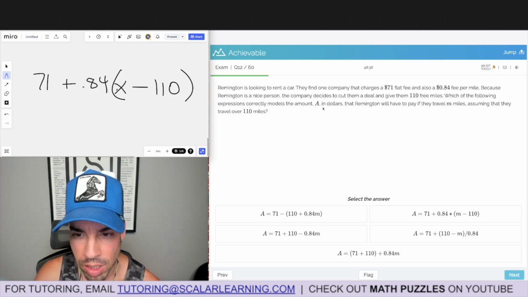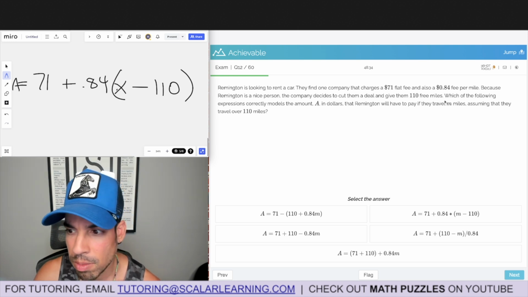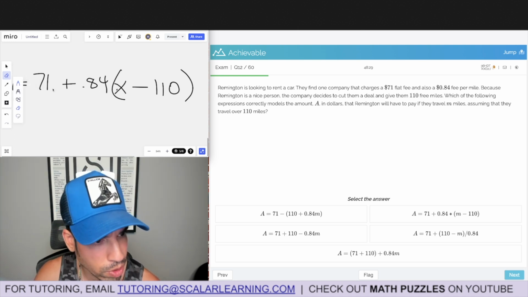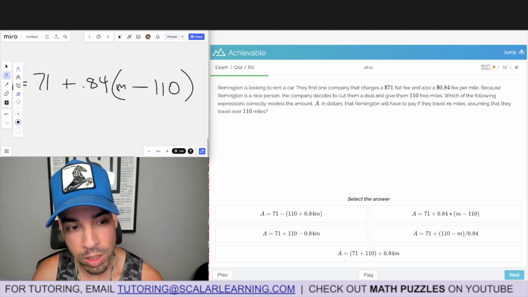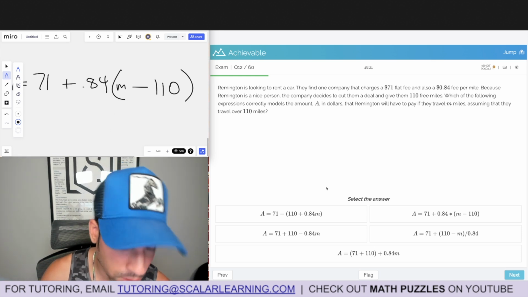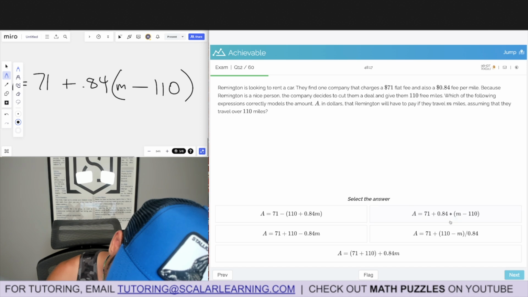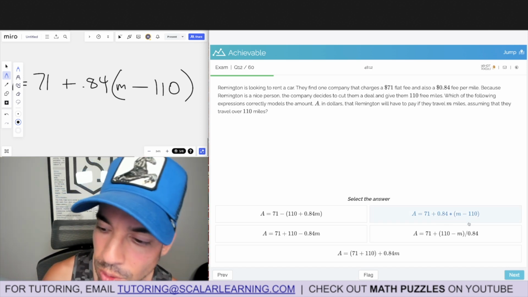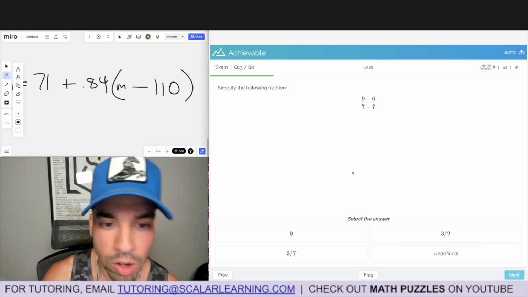Which of the following correctly models A, the amount in dollars that Remington will have to pay, if they travel N miles, assuming that they travel over 110. So this is pretty much my setup, right? Because for the first 110, if I drive 111 miles, I'm only paying for 1 mile. So this would be the equation: 71 plus 0.84 times M minus 110. Let me just make sure. Yeah, it's that one. Okay, next.